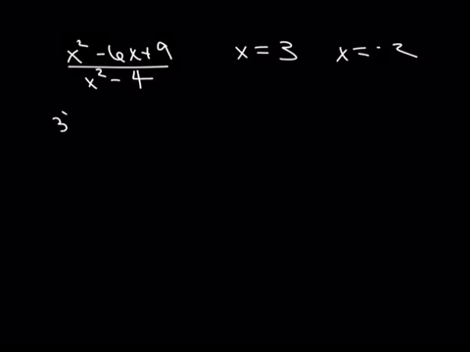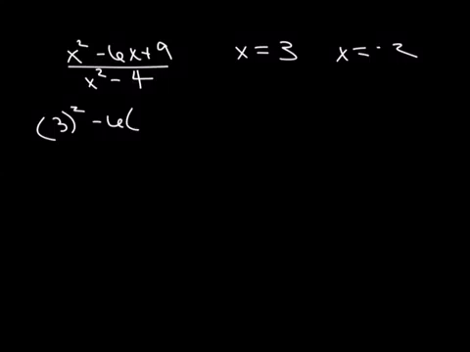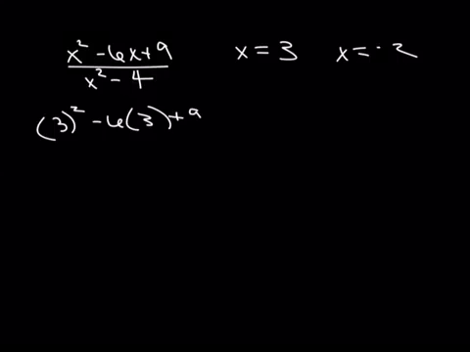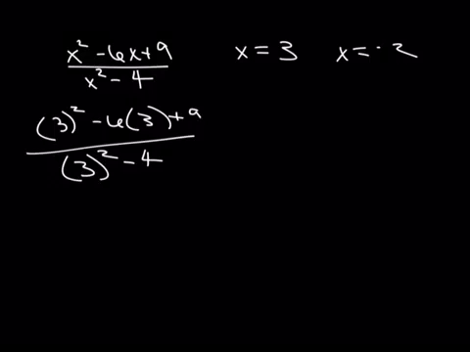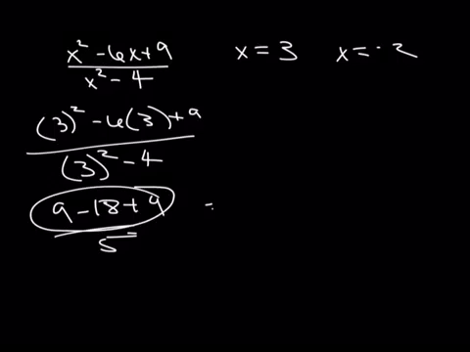So we put in a 3, and I always, again, like to use parentheses, over 3 squared minus 4. So we get 9 minus 18 plus 9 over 9 minus 4 is 5. Okay, 9 minus 18 plus 9 is 0. So we get 0 over 5 for our answer. Any number with a 0 in the numerator is 0. So that ends up being the answer.